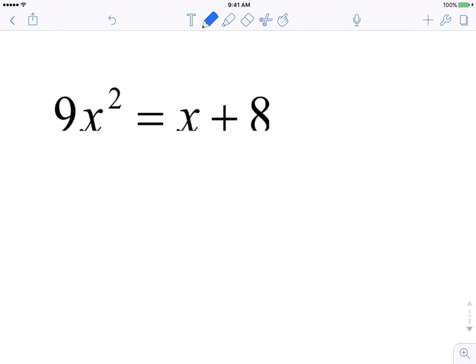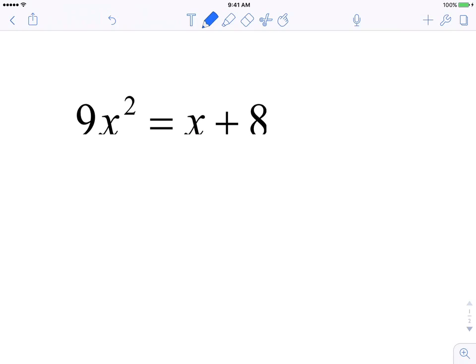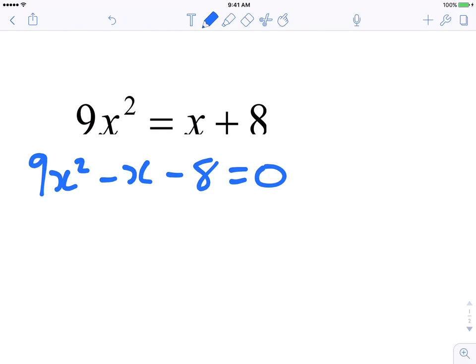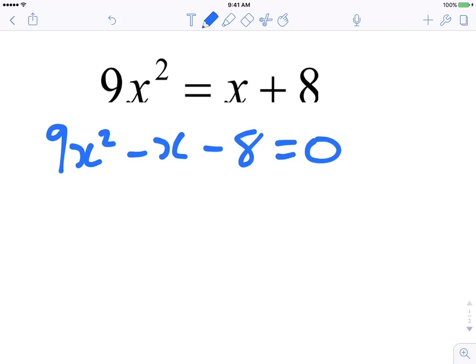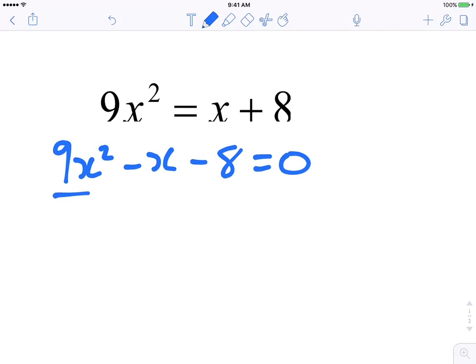Here, again, we want to put this into standard form. So we have 9x squared. We're going to subtract x from both sides, and we're going to subtract 8 from both sides, and that will equal 0. So we've got it in standard form. It's set to 0, and now we just need to get our roots, so we want to factor this. Is there a greatest common factor between 9, negative 1, and negative 8?